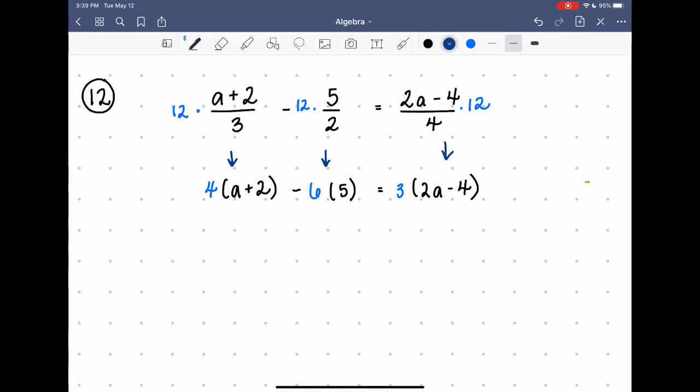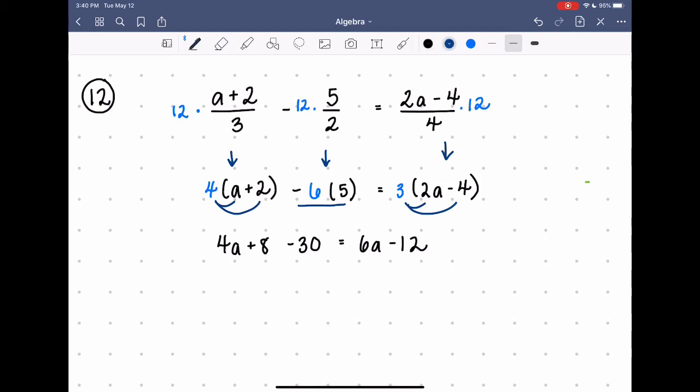So for this first term here, I'm going to have to do some FOILing, and that will become 4a plus 8. The next term I can just multiply together. So negative 6 times 5 is negative 30. Then I got to write my equal sign again. And I'm going to have to FOIL out this last part. So I get 6a minus 12. And I'm going to keep working left to right and solve this equation just like normal.